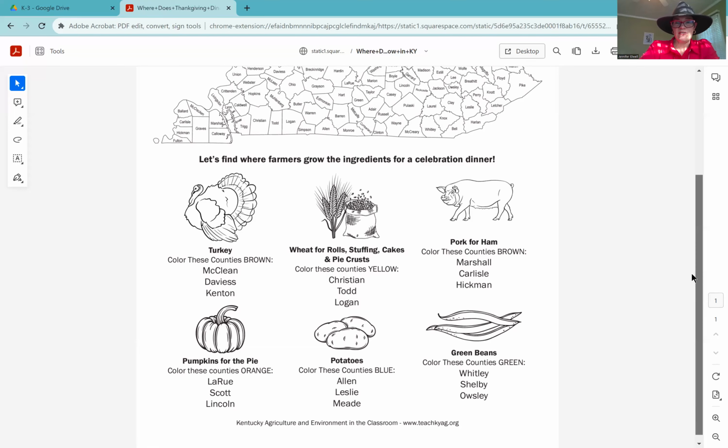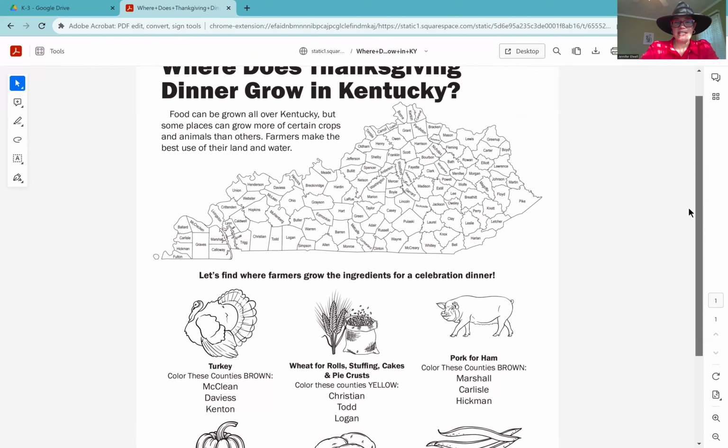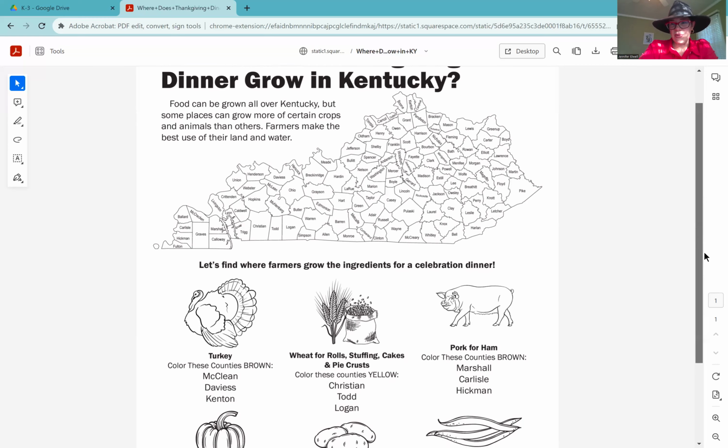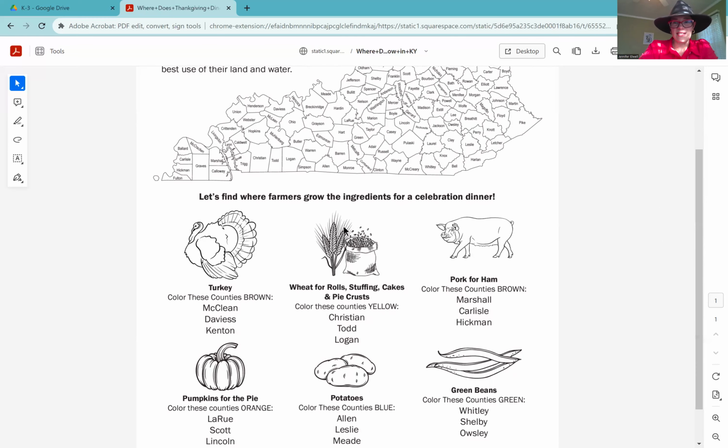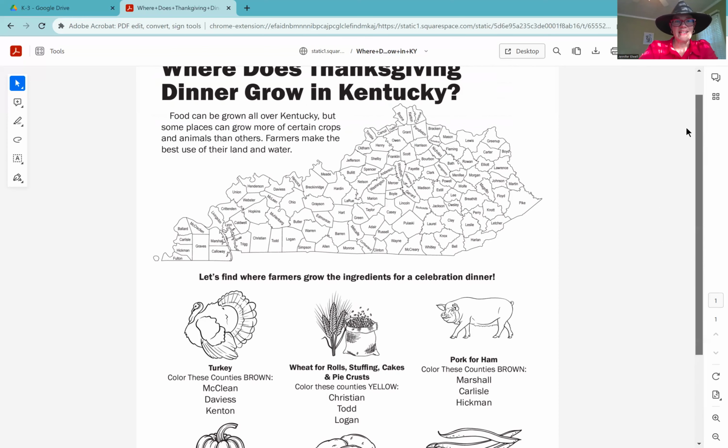So I hope you have a lot of fun with this. Remember, Kentucky has 120 counties. It's a bunch. So they're going to have to look hard to find all of these counties. But it would be a great little geography lesson. It's kind of like a seek and find when you have this many counties.